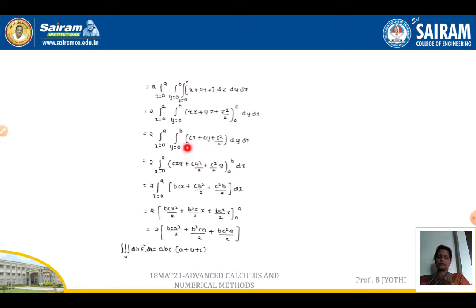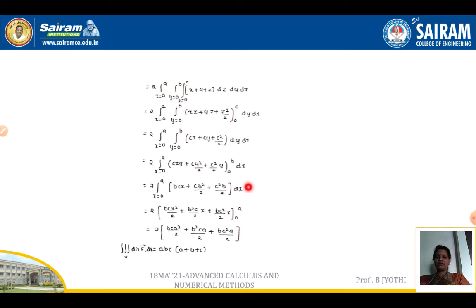Only z is replaced with c, so we get cx plus cy plus c square by 2, dy dx. Next, we will integrate this result with respect to y, so we get cxy plus cy square by 2 plus c square y by 2. The limit is 0 to b, dx. Wherever y is there, it will be replaced with b. So we get bcx plus cb square by 2 plus c square b by 2, dx.